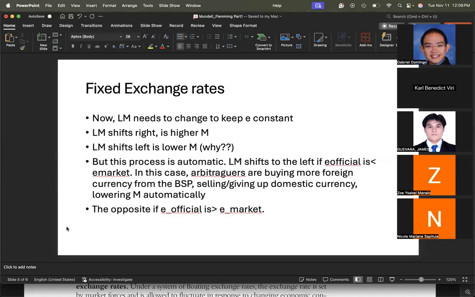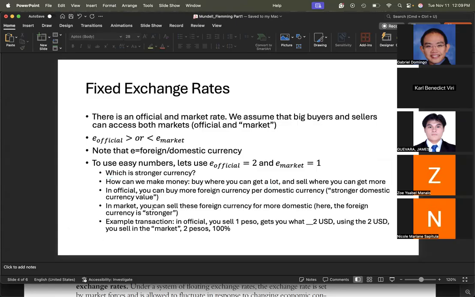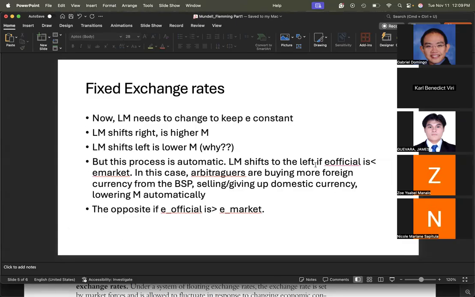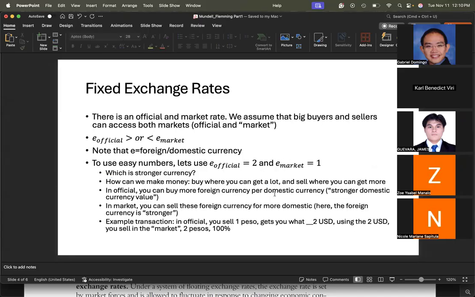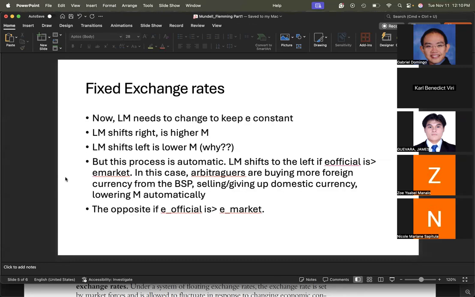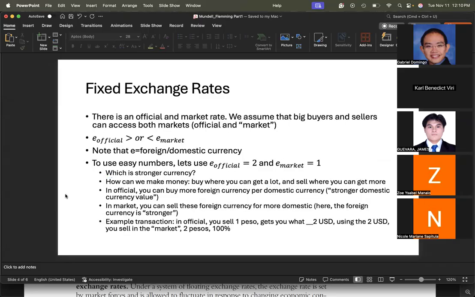So, how did we see that? Remember, E-official is, oops, sorry, it should be greater. E-official is greater than E-market. So we will change our example. E-official is greater than E-market. Arbitrageurs are buying foreign currency from the BSP.